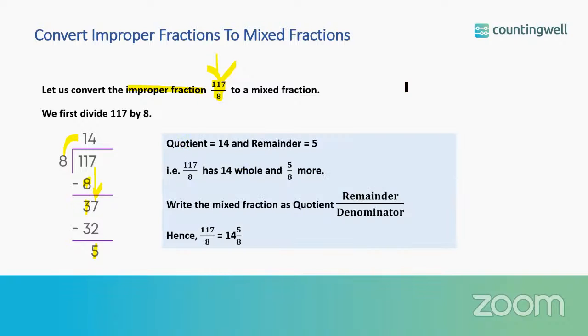You should observe the quotient. The quotient here is 14, the remainder here is 5. So 117 by 8 has 14 wholes and 5 by 8 fraction more. So how are we going to write it as a mixed fraction? Just write the quotient. The quotient is 14. Then write the remainder and it should be divided by the denominator. So we have 14 5 by 8 is equal to 117 by 8. This is called a mixed fraction.